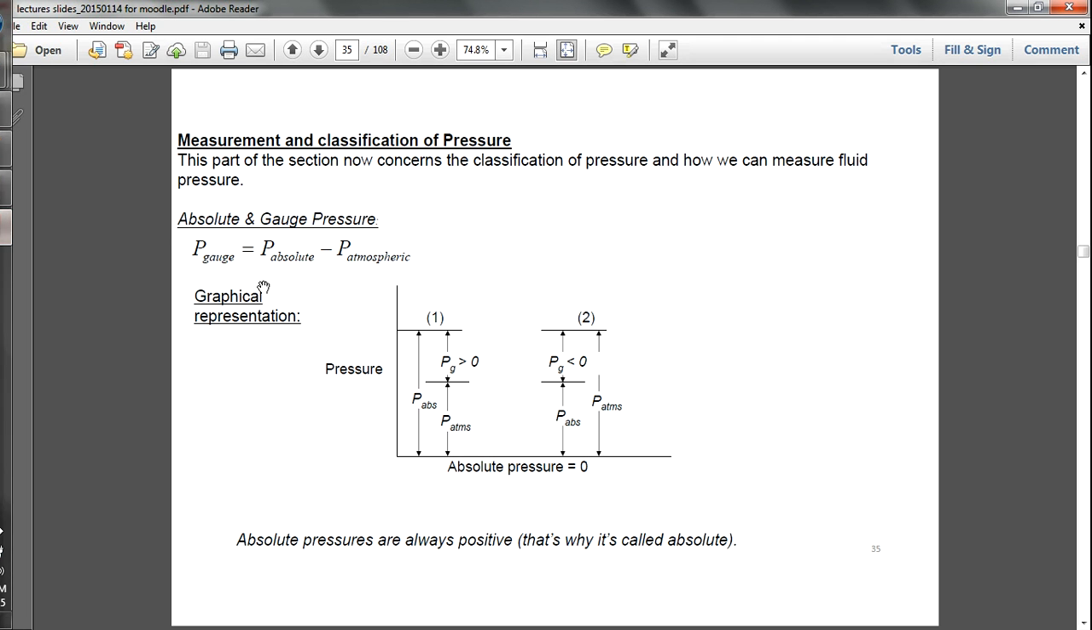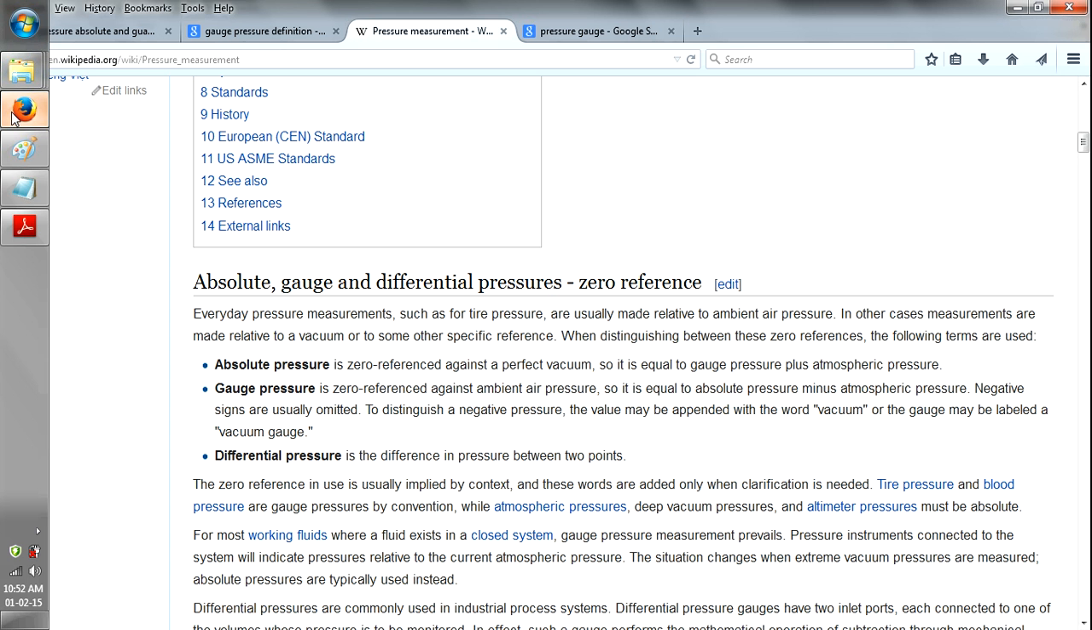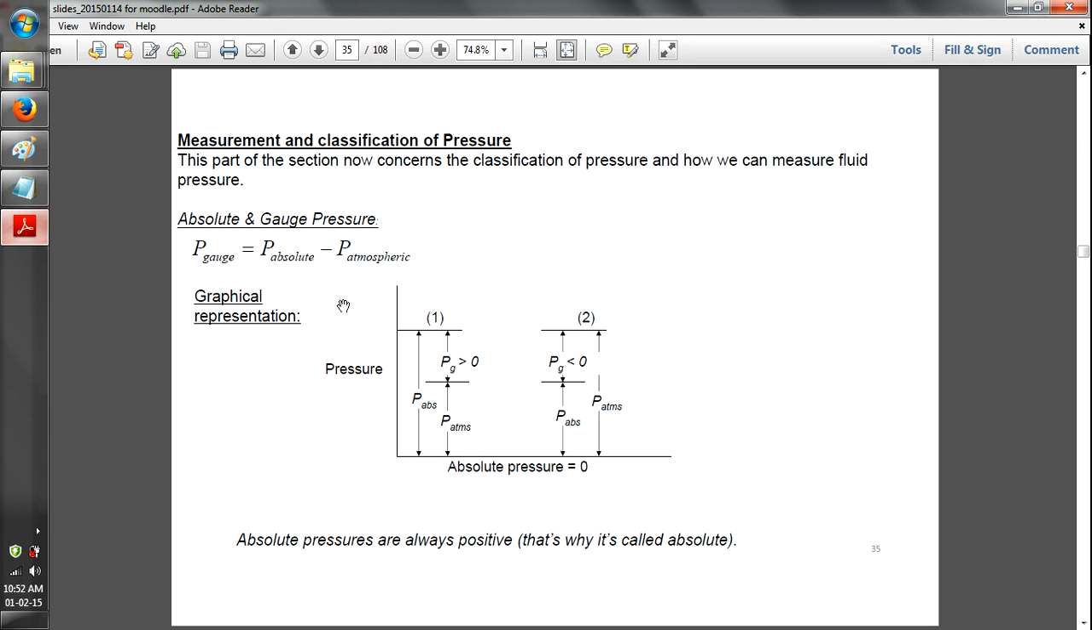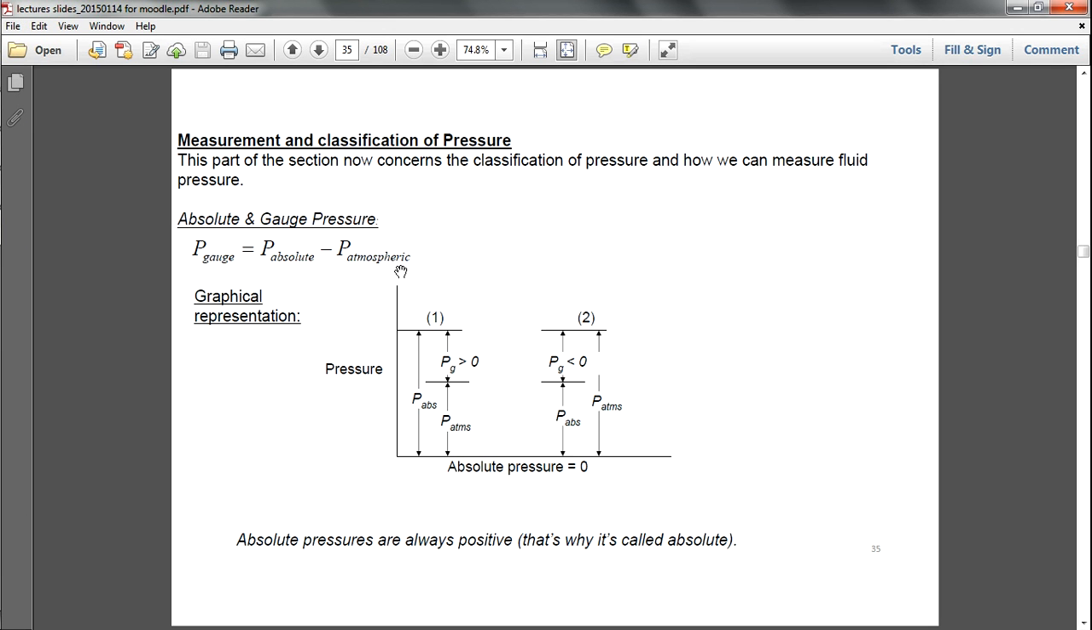To start, P gauge is equal to absolute minus atmospheric. The gauge itself is what is displayed on the gauge, your display over here. And atmospheric is the atmospheric air, because on Earth, as you know, there will be atmospheric pressure. So it's 101.325 kPa or 1 bar. And then P absolute is P gauge plus atmospheric.